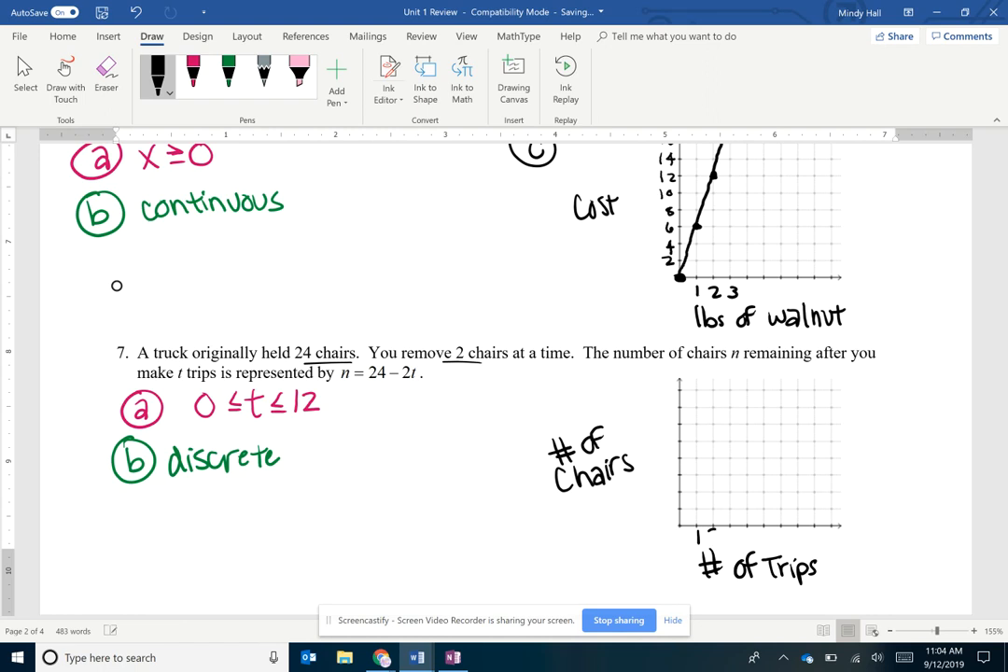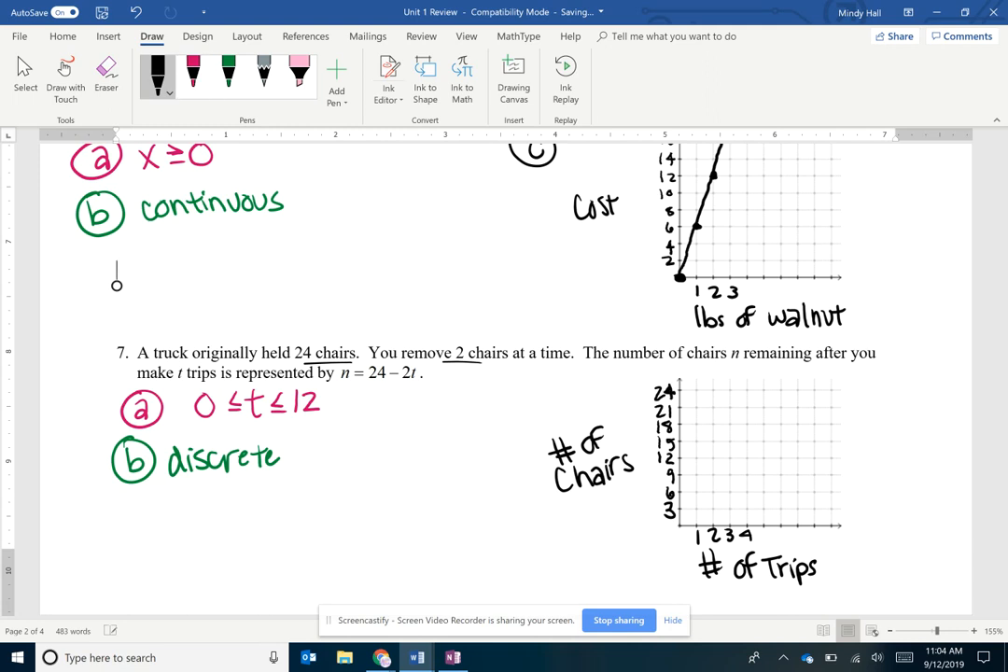Okay, so 1 trip, 2 trip, 3 trip, 4 trip, sounds like a Dr. Seuss book. But then number of chairs, I need to be able to go up to 24. So 2, 4, 6, 8, 10, 12, 14, 16, not enough. I'm going to have to count by 3s. So 3, 6, 9. Brain went dead for a second. 15, 18, 21, 24. Okay.